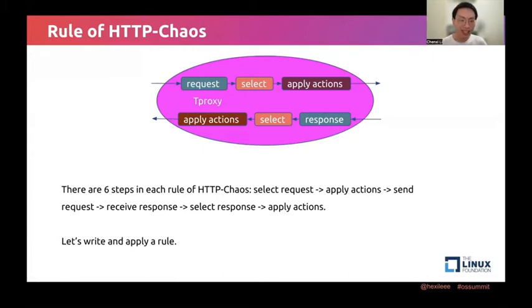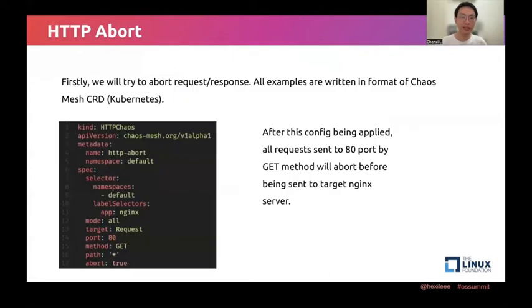There are six steps in each rule of HTTP chaos. Select request, apply actions, and send the request. Then receive the response from the server and select the response. Then apply actions. Now, let's try to write and apply a rule. Let's study.